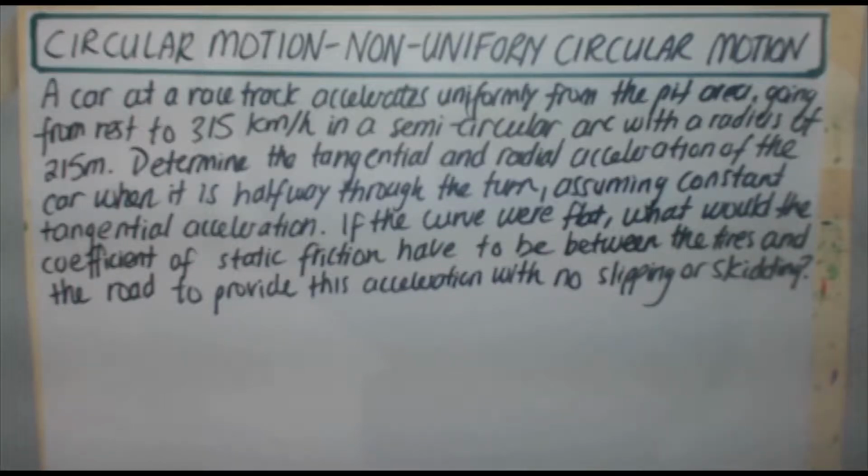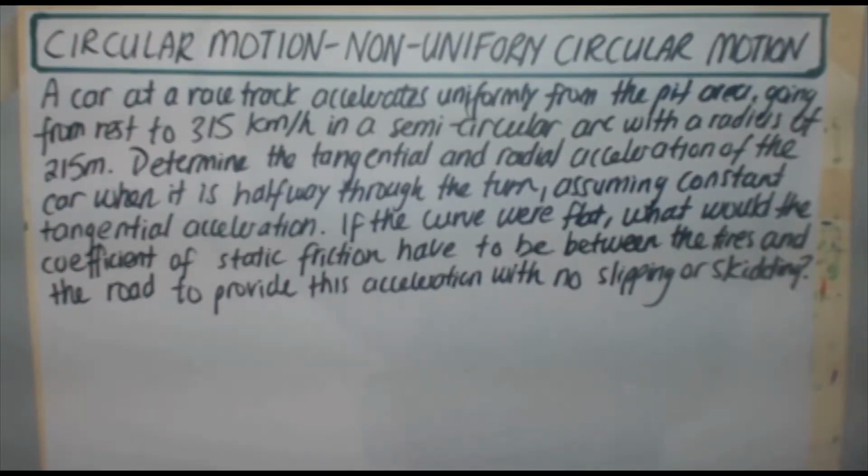Physics in the Flesh is back with non-uniform circular motion. A car at a racetrack accelerates uniformly from the pit area, going from rest to 315 kilometers per hour in a semicircular arc with a radius of 215 meters. Determine the tangential and radial acceleration of the car when it is halfway through the turn, assuming constant tangential acceleration. If the curve were flat, what would the coefficient of static friction have to be between the tires and the road to provide this acceleration with no slipping or skidding?